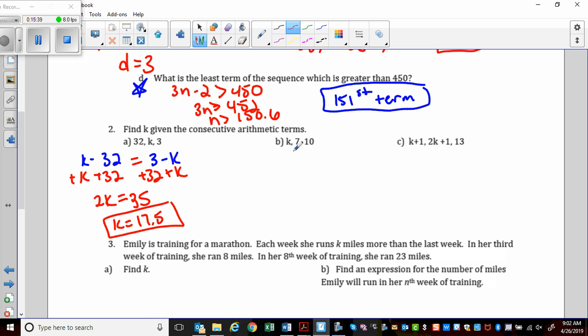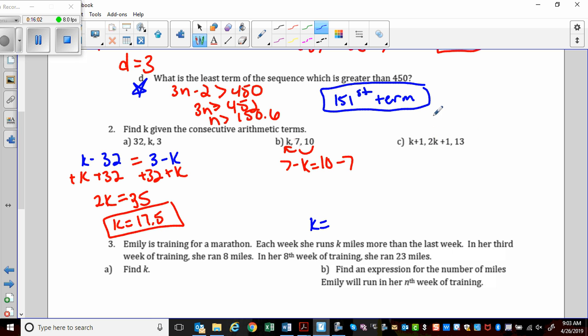Same thing, 7 minus k has to equal 10 minus 7. So we always start with the second one and go to the one before. This one is super easy, this is just a linear function, solve for k. Tell me what k is.